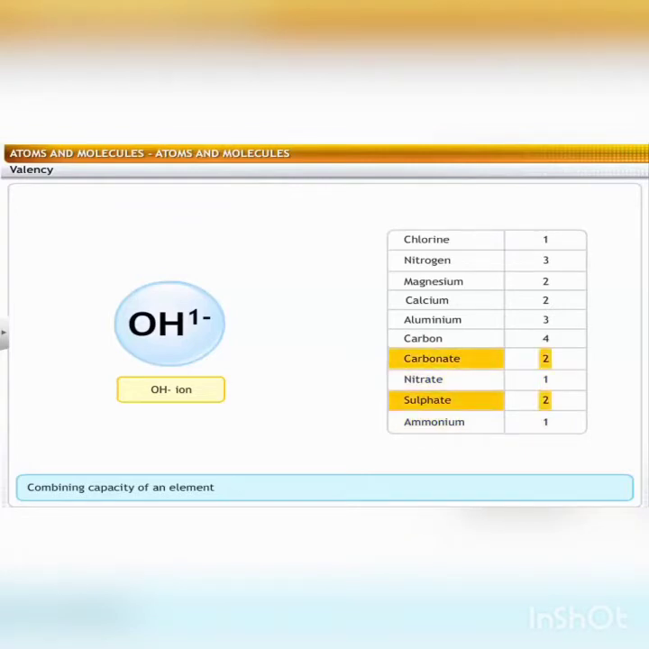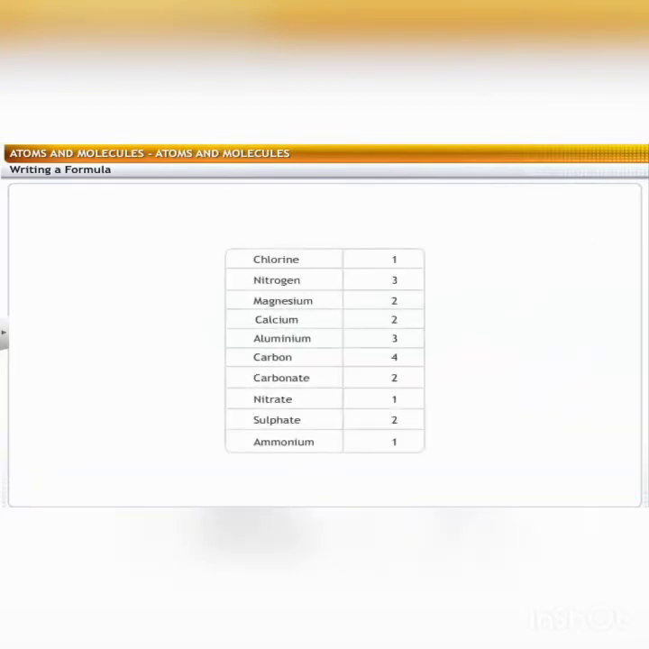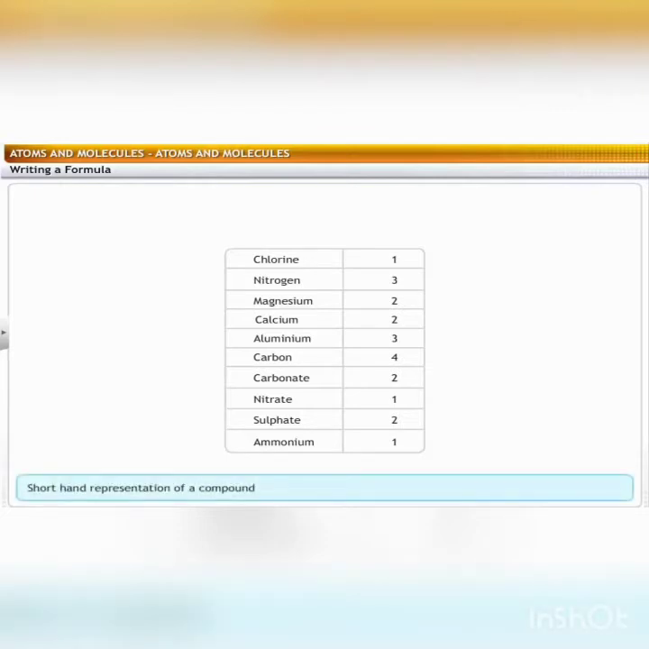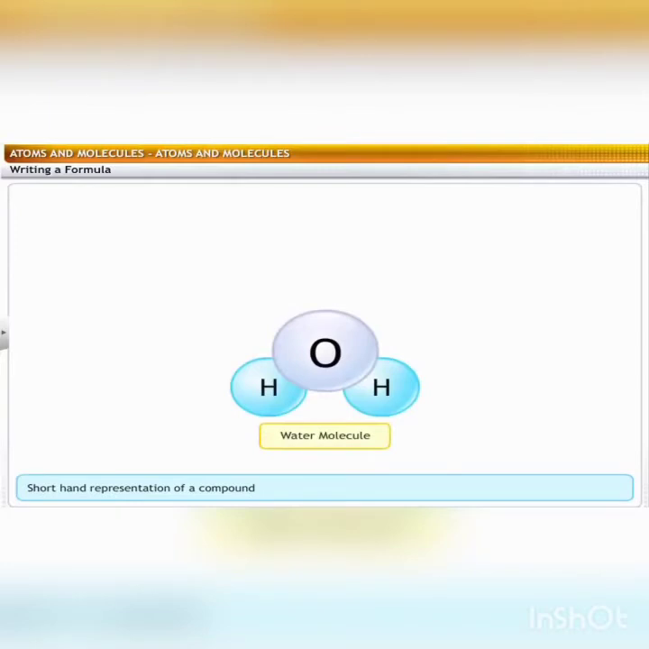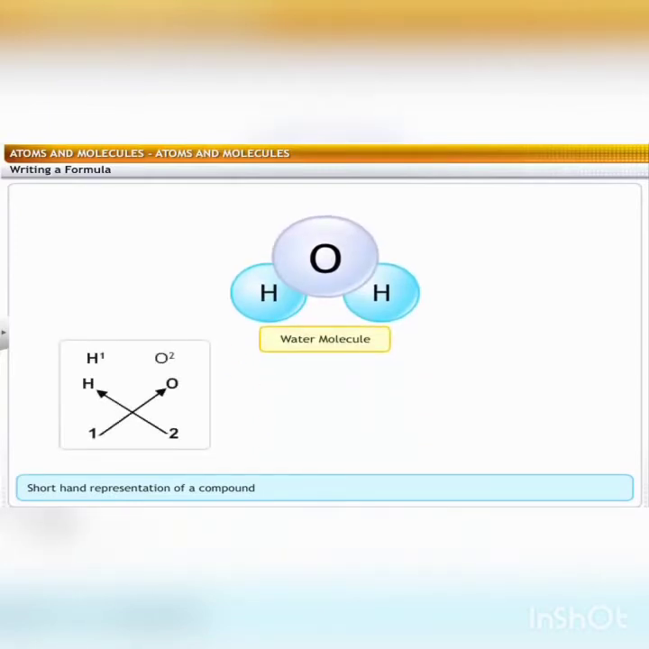Children, you should study the valency of different elements to write the chemical formula of a compound. Actually, a formula is the shorthand representation of a compound. Let us take one example. Consider a water molecule. Here you can see 2 hydrogen and 1 oxygen atom are present in the water molecule. Here the symbol of hydrogen is H and the symbol of oxygen is O and its formula is H2O.